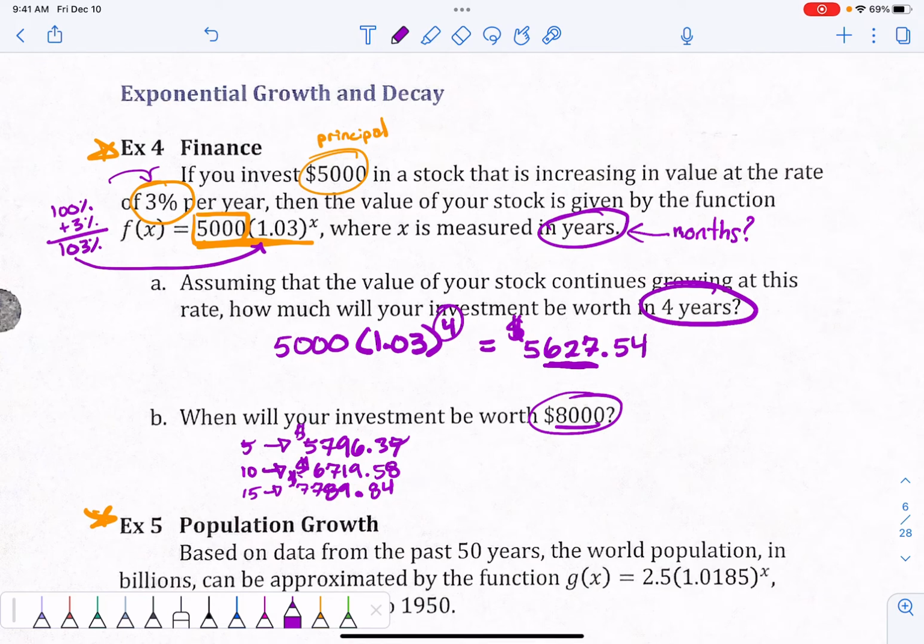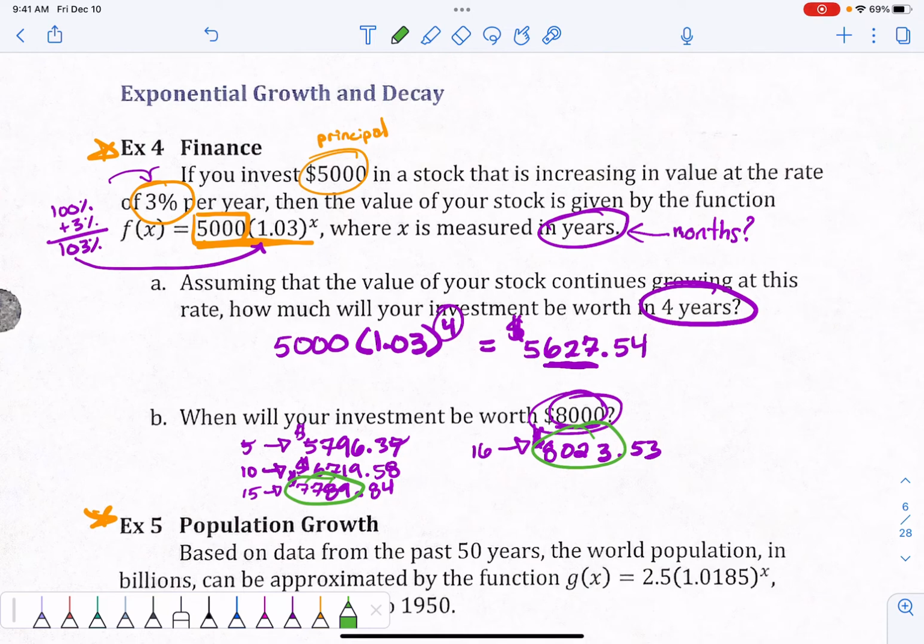So I said, I'm not going to go to 20. I'm going to go to 16. And 16 is at 8023.53. Okay, so here is your 15. Here is your 16. We have just gone over the $8,000 mark.